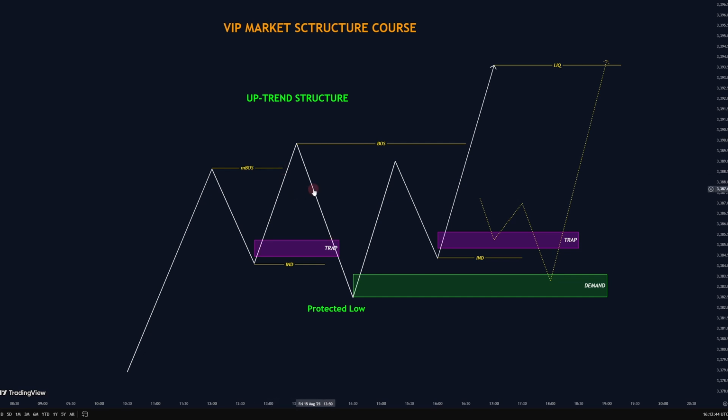Uptrend. This is how I view an uptrend, and this is how you should be viewing an uptrend as well. The first structure that gets broken, I call it the minor break-off structure. The reason I call it minor break-off structure is because I have not seen it take out any inducement. Immediately I see the market takes out inducement, I will wait for this structure to be broken for it to give me the protected low.